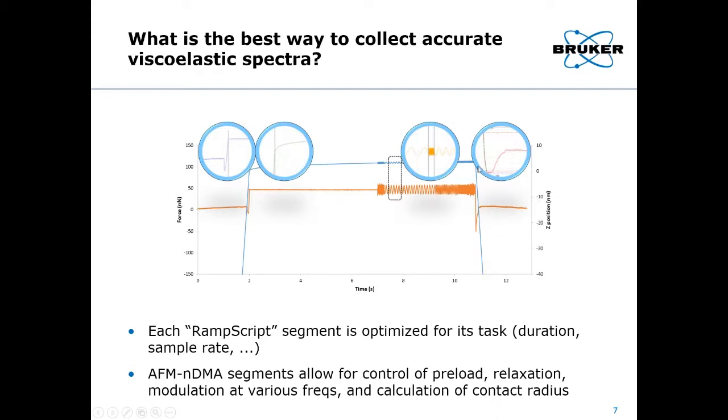So every one of these segments has a duration that's optimized. They can be randomly organized in the script if you want to. You can basically control the duration, the frequency, the sample rate, et cetera, for every one of those segments.